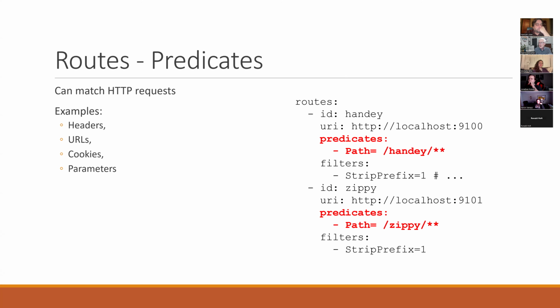So in this case, if it starts with handy/, then I am going to route anything that starts with handy/, and no matter how long the string is, that's what the double asterisk means. It means I don't care if it's handy/get quote/whatever. I'm going to take everything. So anything that starts with handy, I am going to route to localhost 9100.